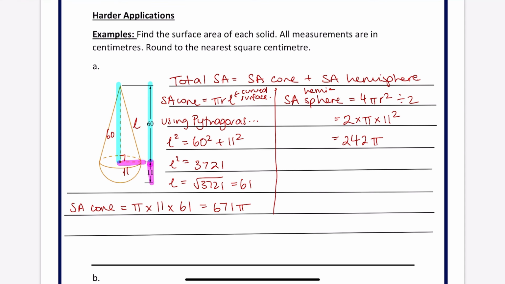Okay, so now we have the surface area of the cone and we have the surface area of the hemisphere. Let's add these two up together. Okay, so the total surface area is equal to 671 pi plus 242 pi. So 671 plus 242 equals 913 pi. That's the total surface area of this composite shape right here.